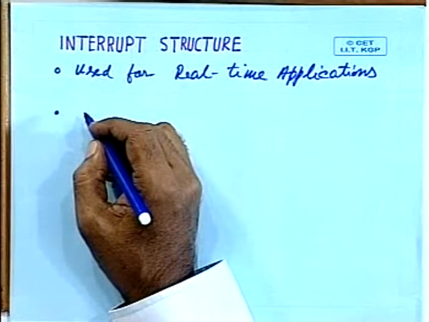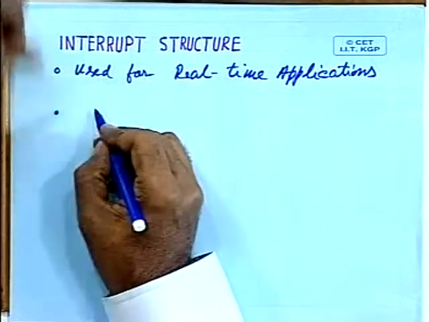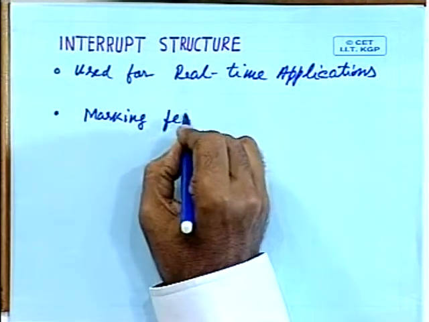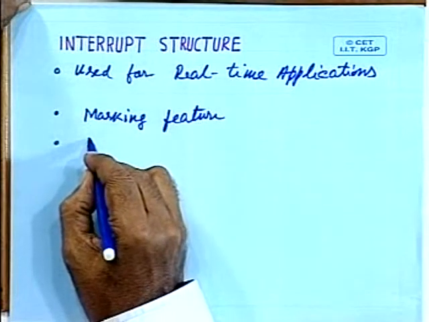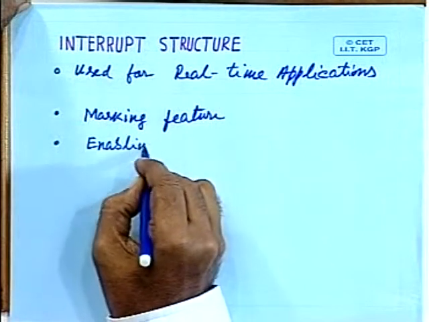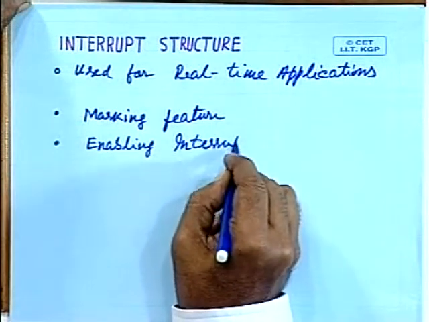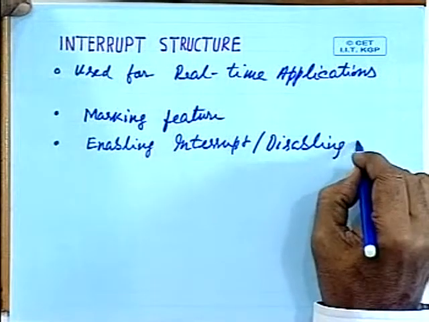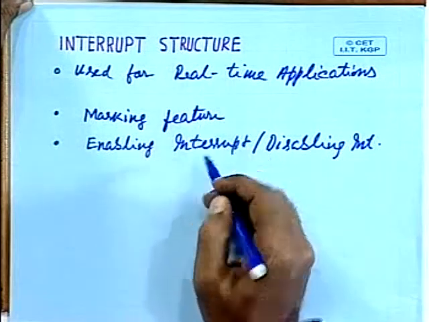There are several issues. Number one, you should have a masking feature. So whenever you want that a particular interrupt is activated, the other interrupt should be masked. So the interrupt should be maskable. Second, you must have the facility of enabling interrupt, and disabling interrupt. You must have the facility of enabling and disabling interrupt.